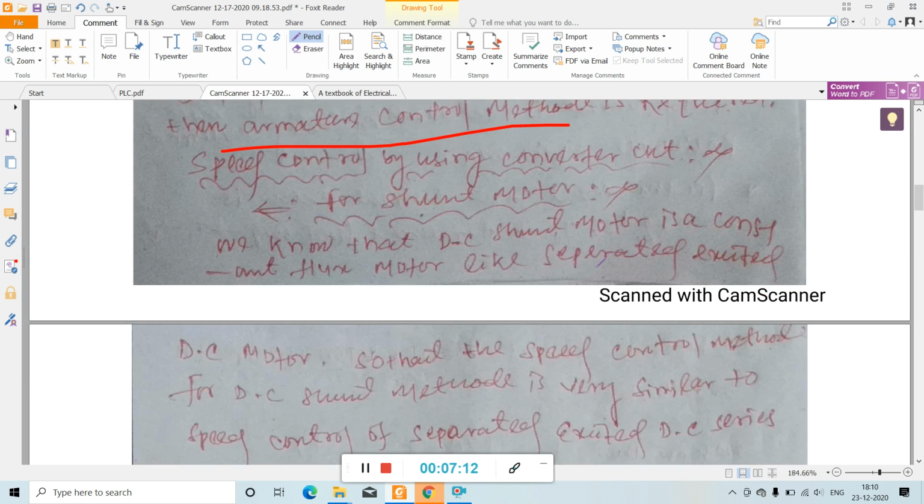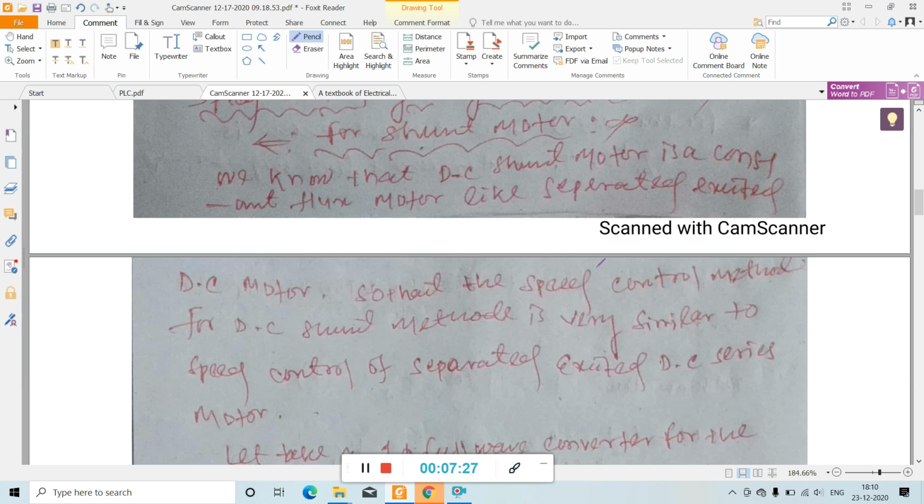So the basic part you understood about the different parameters on which speed depends in a DC motor. So in case of a DC shunt motor, how do we control speed? We control the speed by using a converter circuit. Let's see. We know that a DC shunt motor is a constant flux motor, like a separately excited DC motor.